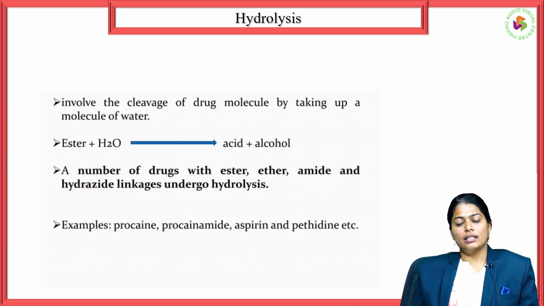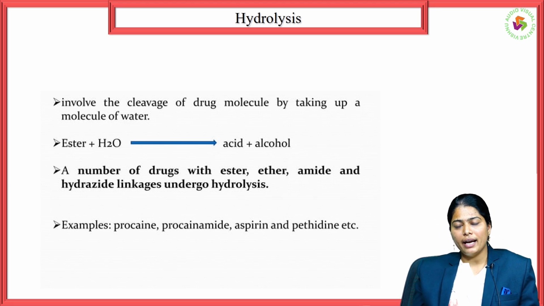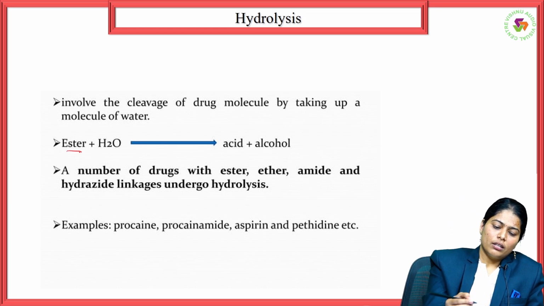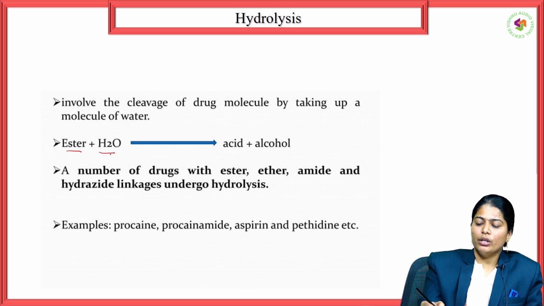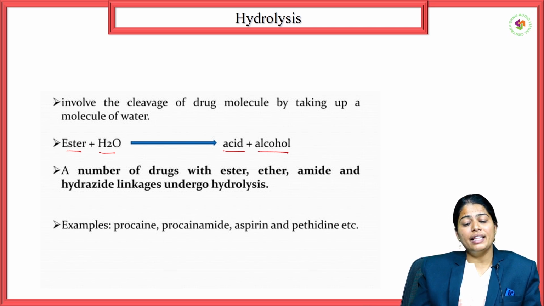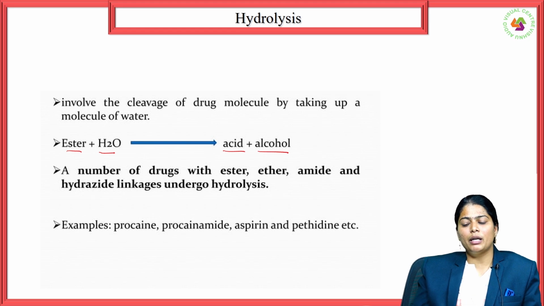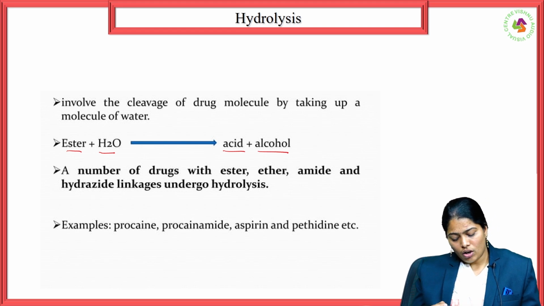So next, hydrolysis. We have two types of hydrolysis that we already discussed in previous subjects, ester hydrolysis and amide hydrolysis, which is nothing but cleavage by a water molecule. See, one ester plus H2O, by the addition of a water molecule, is converted into acid and alcohol. Many drugs with esters, ethers, amides and hydroxides undergo hydrolysis. Different drugs like procainamide, aspirin and pethidine are examples of drugs which undergo hydrolysis in phase 1 metabolism, releasing either acids or alcohols.